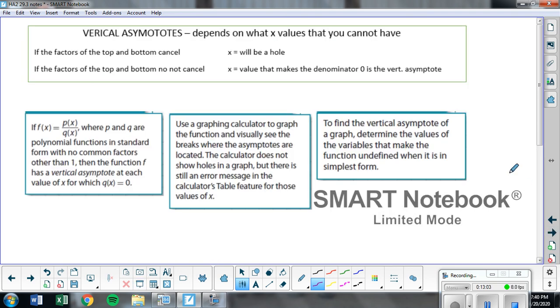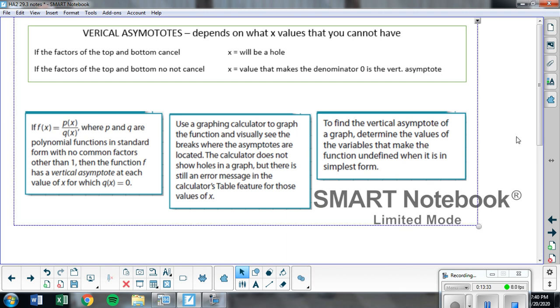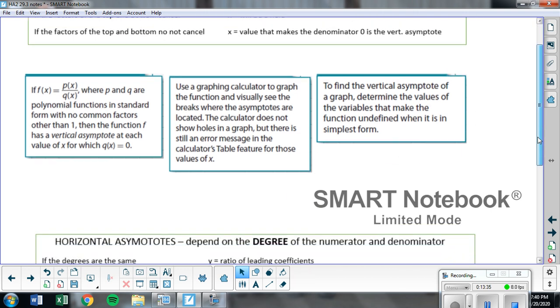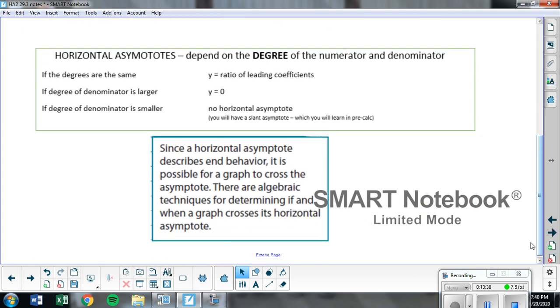The next page is just a summary, especially the top half. It says vertical asymptotes depend on the x values that you cannot have. So here's a summary. If the factors of the top and the bottom cancel, the x will be a hole. That's the simplification process. If the factors on the top and bottom do not cancel, then x equals the value that makes the denominator 0 is the vertical asymptote, like we just did in the last couple examples. You can read through these if you want. They're excerpts from your book. And then I'm going to start the next video by this bottom part, which is going to be new.